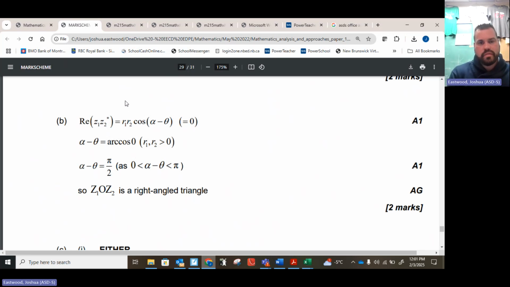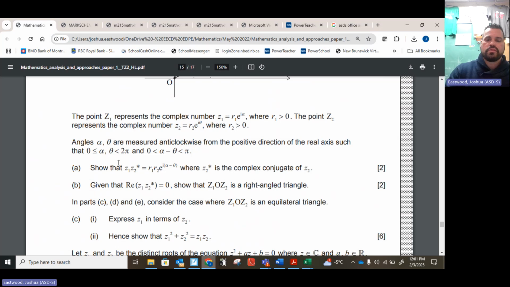The angle, not the theta here, but cosine of an angle being 0 means the angle has to be pi over 2, or some multiple of that. And so that means that the argument here, which is alpha minus theta, has to be a right angle. It has to be 90 degrees or pi over 2 radians. So it's a right angle triangle. So that's the first part. And I think that's relatively understandable.